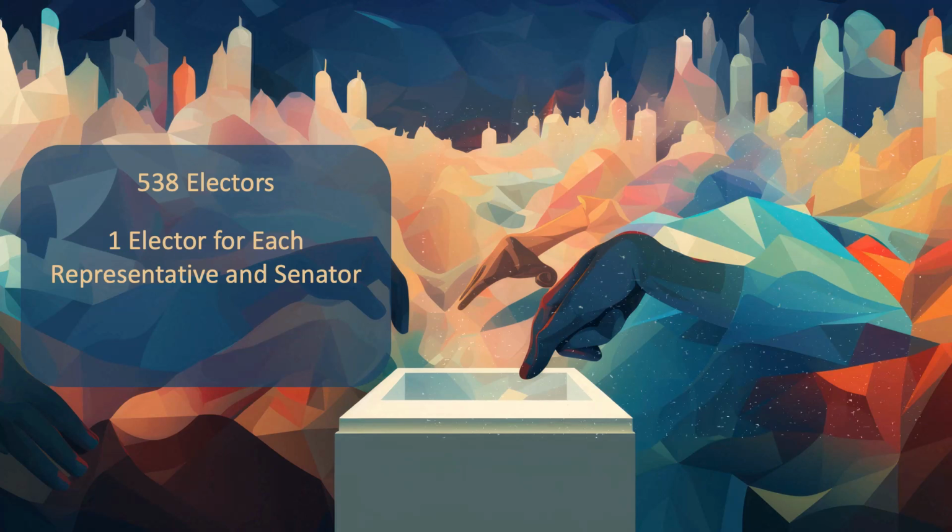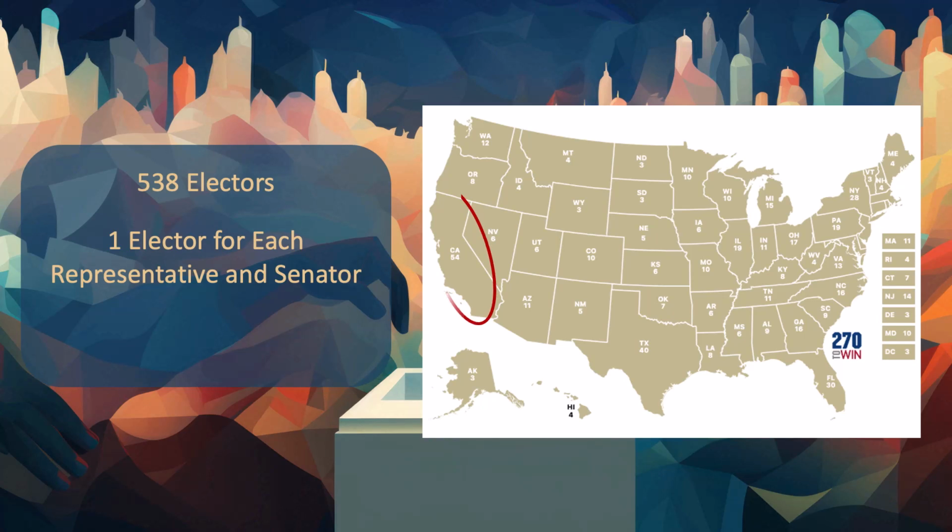For example, California has 52 representatives and 2 senators, so it has 54 electors, while Wyoming has just 1 representative and 2 senators, so it has 3 electors. Electors are chosen by the political parties of each state. Parties typically select loyal and trusted party members to serve as electors. The actual method for selecting electors varies from state to state, but in most cases, electors are nominated and pledged to vote for the party's candidate if that candidate wins the state's popular vote.